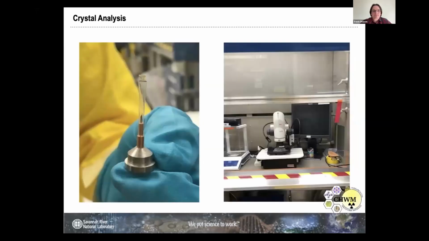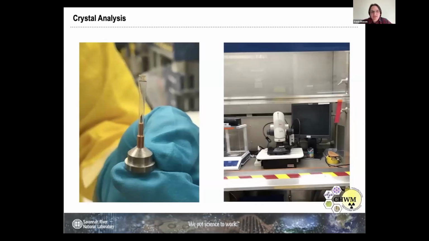And you can see here, when we do go to analyze the crystals, in the picture on the right is the microscope setup we have in the hood. Since these are radioactive materials, the whole setup has to be in the hood to look at them. So you can see the computer on the back allows us to view the crystals, and then the whole setup is all contained within the hood.